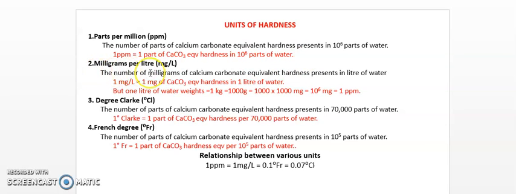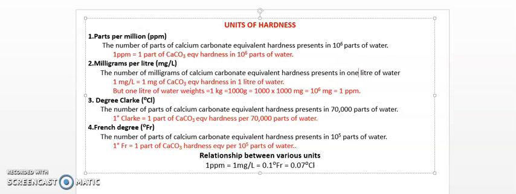Now milligrams per liter. The number of milligrams of calcium carbonate equivalent hardness present in 1 liter of water. 1 milligram per liter equals 1 milligram of calcium carbonate equivalent hardness in 1 liter of water. But 1 liter of water weighs 1 kg, which equals 1000 gram, which equals 10 to the power 6 milligrams. That means milligram per liter is equivalent to ppm. 1 milligram per liter is equivalent to 1 ppm.